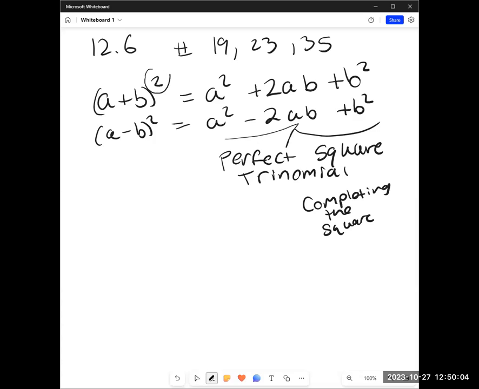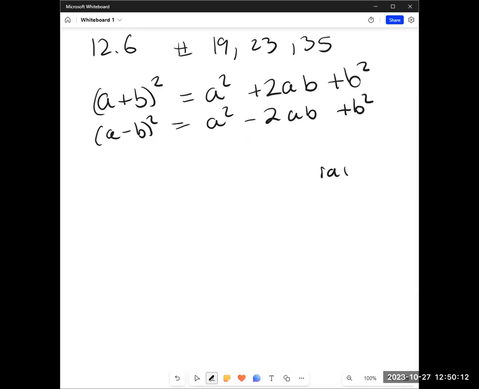And this is the perfect square that we're trying to complete. This is not a video on completing the square. I'll get rid of that for right now. It is a video on perfect square trinomials though. So let's take our first example, x plus 7, and we're going to square it.